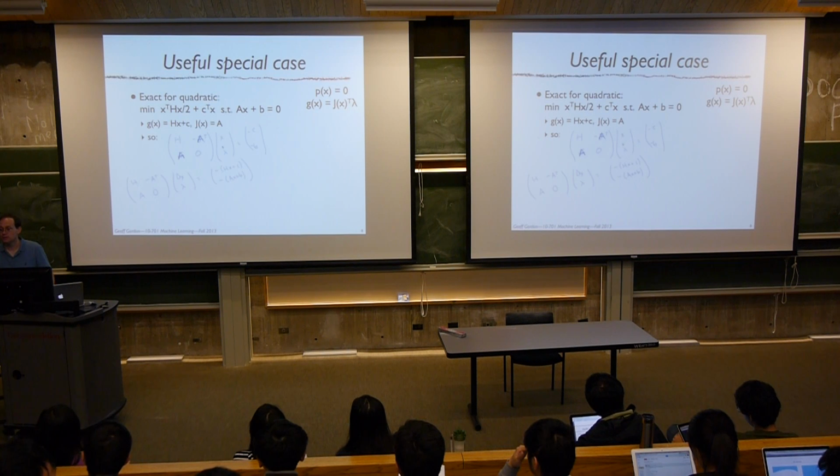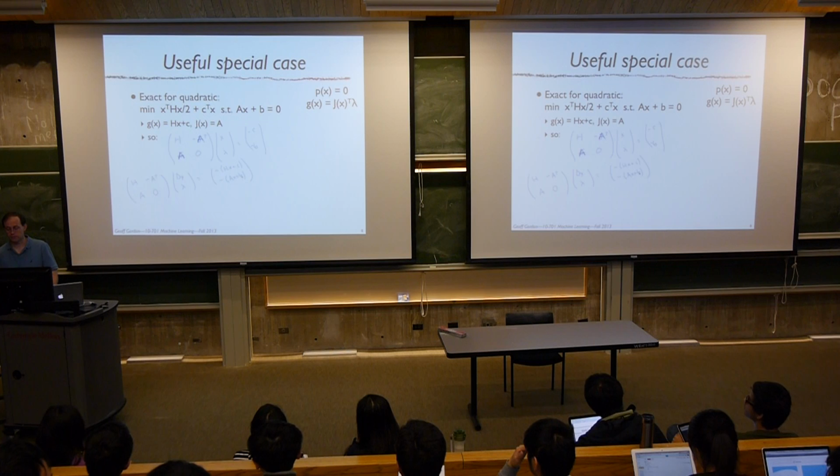Did I see another hand over here? So how do you update according to this formula? This is the update formula here for x not equal to 0. And so you just plug in x to get the right-hand side, and then you solve for delta x. And you add delta x to x, and you're done.